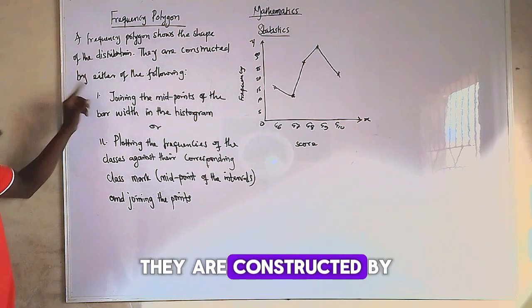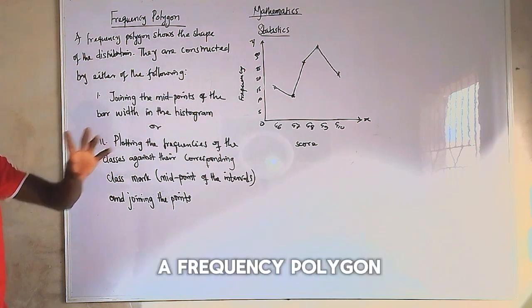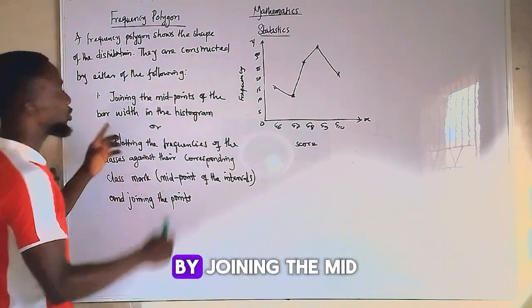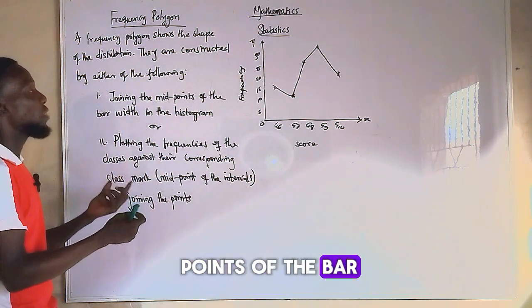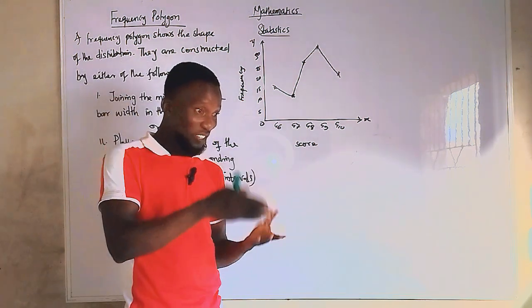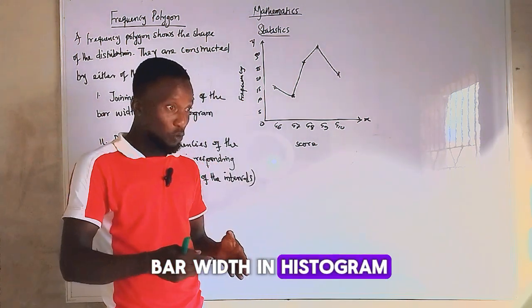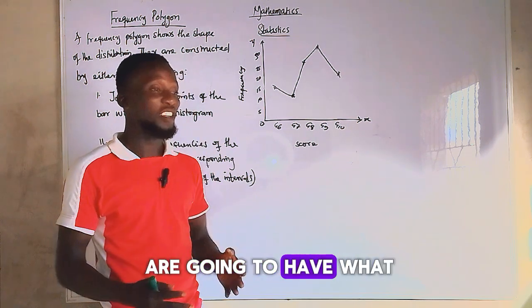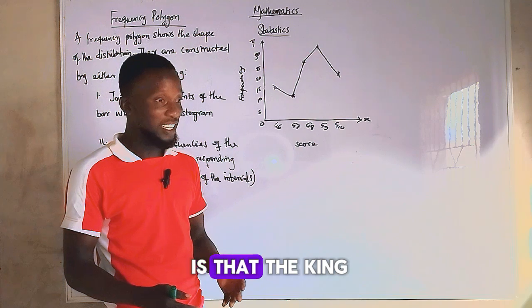They are constructed by either of the following. How do you construct a frequency polygon? You can construct a frequency polygon by joining the midpoint of the bar width in your histogram. That is the midpoint of your bar width in the histogram. If you join the midpoint of the bar width in your histogram, you are going to have what? A frequency polygon. Is that taken?